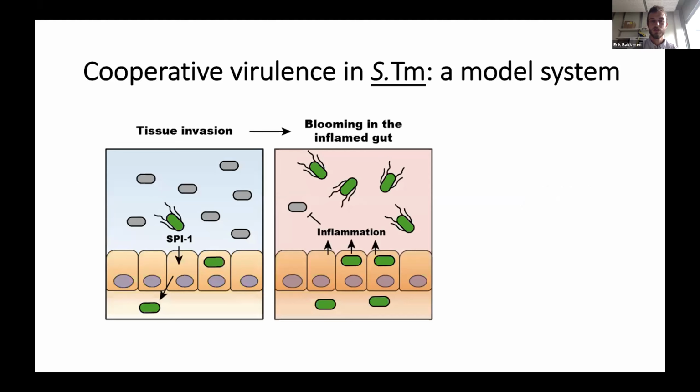One of the things we know about Salmonella from this work is that once it grows up to a high enough density in the gut, it will invade into host cells dependent on its Salmonella pathogenicity island 1, also called SPI-1.